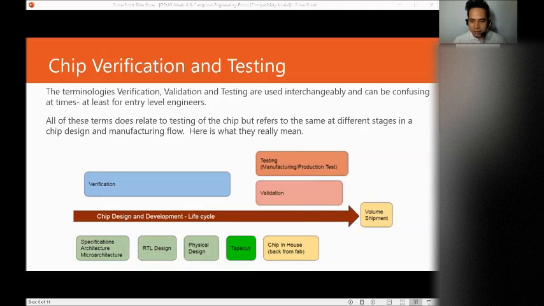Of course, testing involves screening manufactured chips for faults or random defects, reliability, functional defects, and electrical characterization before volume shipment. Okay, so first verification, validation, and then the testing. Once that is done, we have the volume shipment.